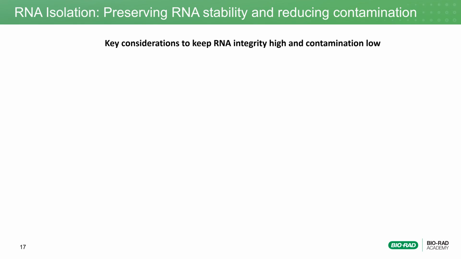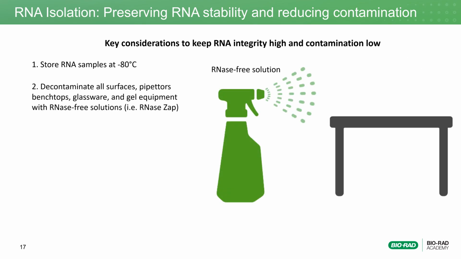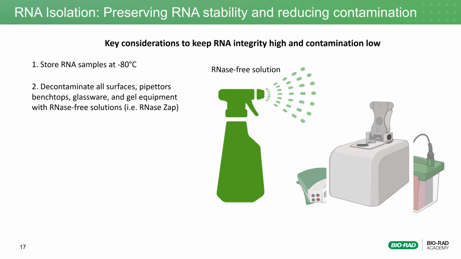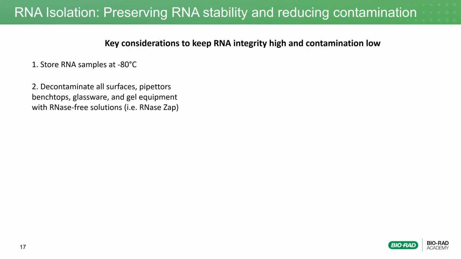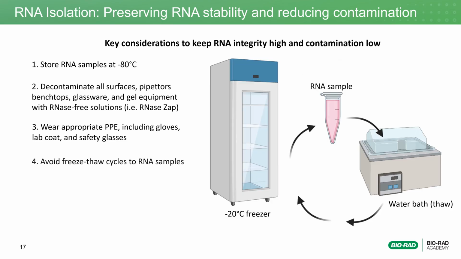Step number 1. Always store RNA samples at -80 degrees Celsius. Step 2. Use RNase-free solutions on all surfaces, pipetters, benchtops, glassware, and other laboratory equipment. Step 3. Wear appropriate personal protective equipment, including gloves, lab coat, and safety glasses. Step 4. Avoid freeze-thaw cycles to RNA samples when you can.